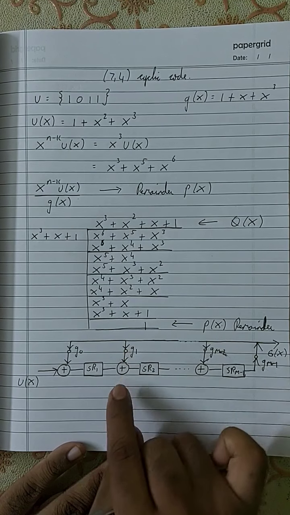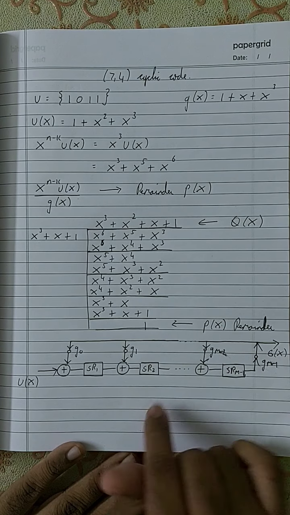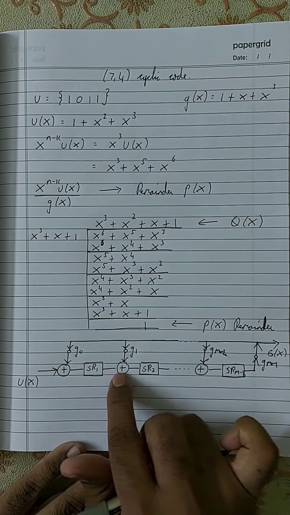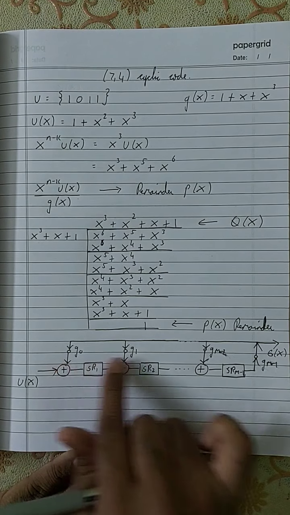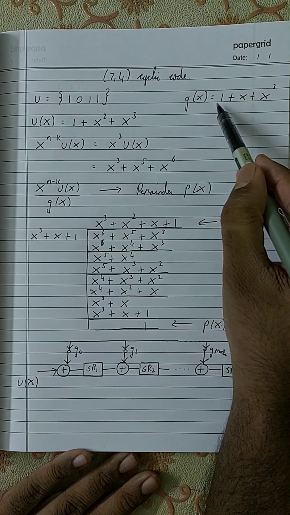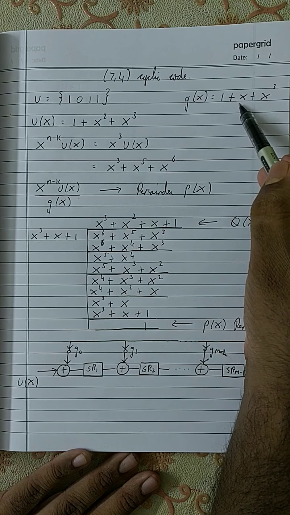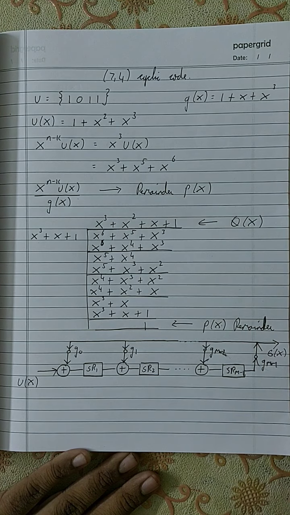If it is an open connection, then you don't have to draw the XOR operation because there is nothing to add. So you don't even have to draw the XOR function for any coefficient whose value is 0. So this G0, G1, G2 represent the coefficients. Here the value of G0 is 1, the value of G1 is 1, the value of G2 is 0, and the value of G3 is 1.